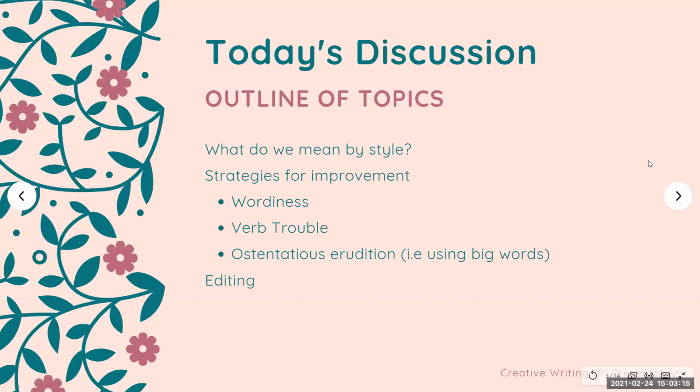So a little bit of an outline of what today's discussion is going to look like. We're going to go over what we mean by style, how we are defining style, and how we fix it. We're going to be looking at strategies for improvement, particularly focusing on wordiness, verb trouble, and ostentatious writing, which basically means using big words in your writing. And then lastly, we're also going to be looking at editing.